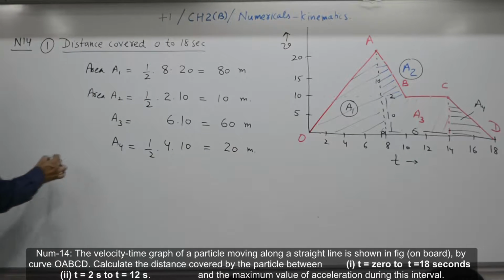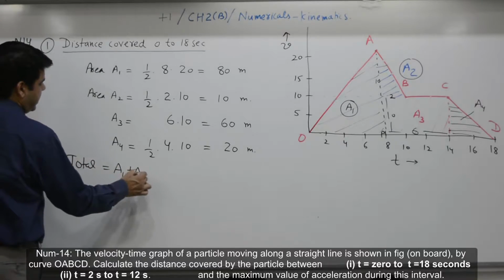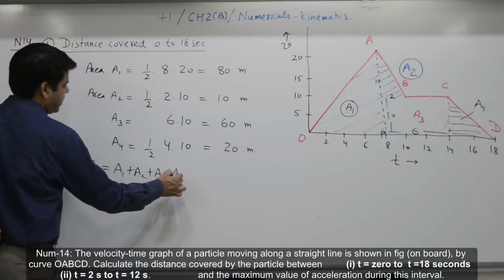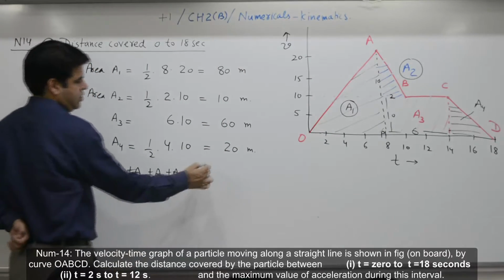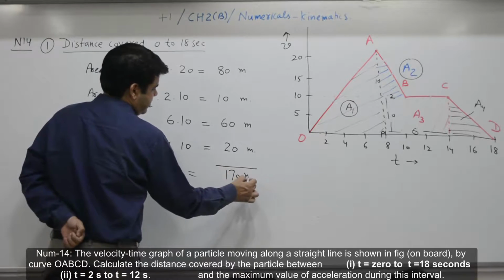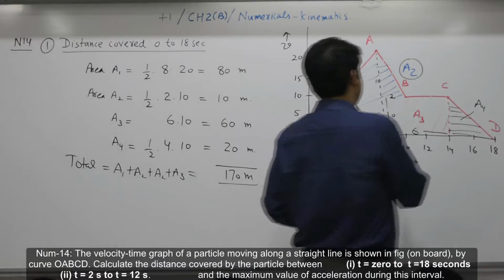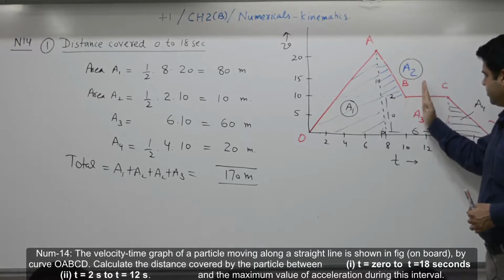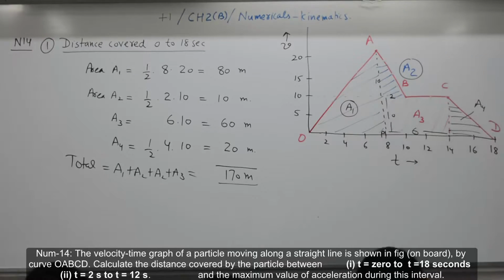Total area, total distance covered, area A1 plus A2 plus A3 plus A4, 80 plus 10 plus 60 plus 20, 170 meters. Answer to the first part, check, 170. Second part, 2 seconds to 12 seconds. Try on your own, up to this only. Total is known to you.